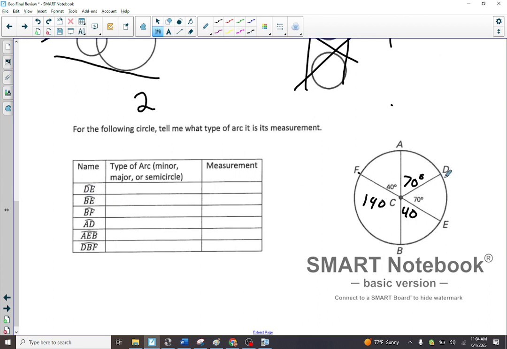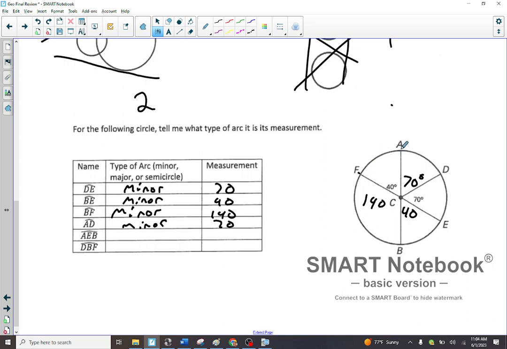So D to E is already written for us. That's 70, and that is a minor arc. Remember, the breakpoint is that minor is less than 180. We usually think of acute, and some people get that confused, but less than 180 is minor. So even if you have something like BE, which is 40, it's still minor. BF, which is 140, is still minor. A to D, 70, still minor.